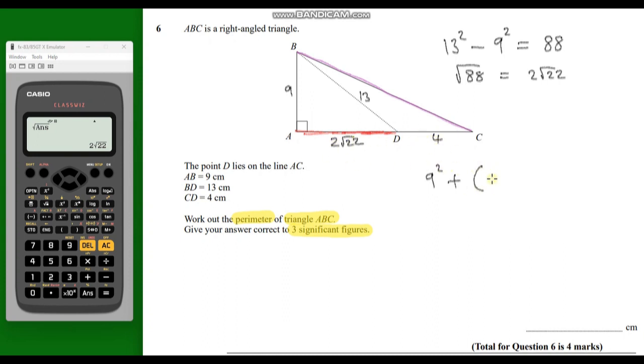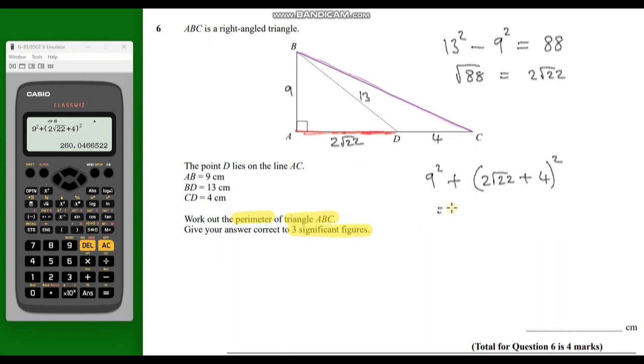So I'm going to put them in brackets. 2 root 22 plus 4, and then all of that squared. So let's type that into the calculator. We've got 9 squared plus, in brackets, 2 root 22, and then we need to press the right arrow to come out of the surd, plus 4, and then close brackets. So all of that squared. And I am going to write this down now, like the whole thing.